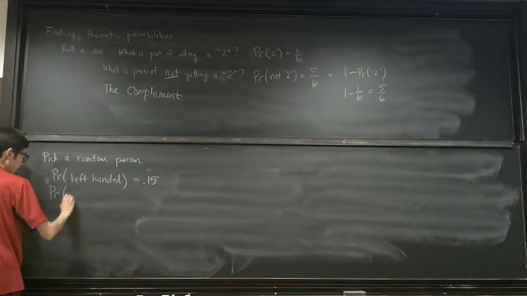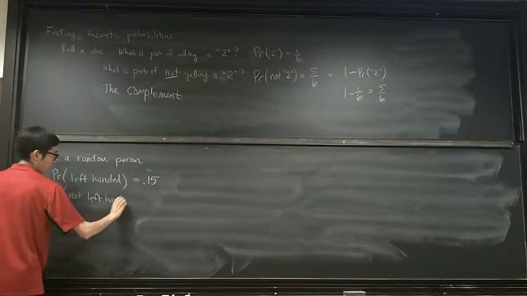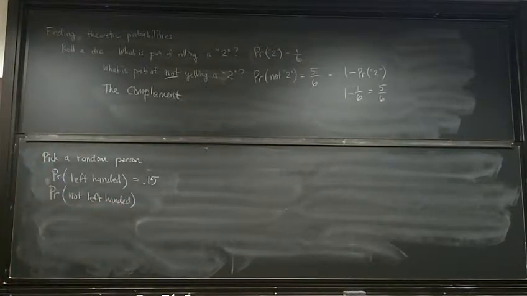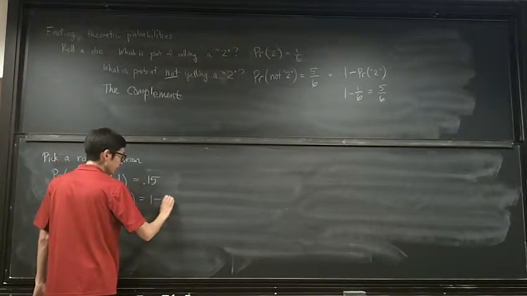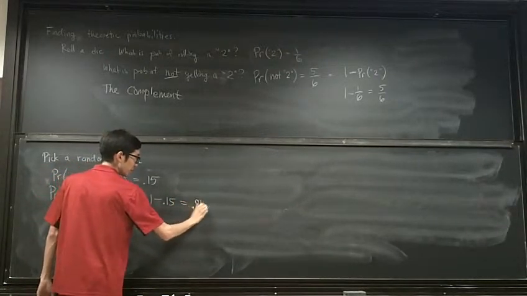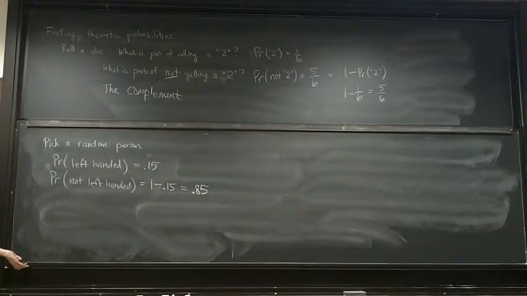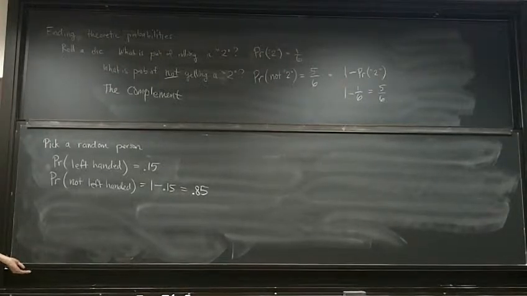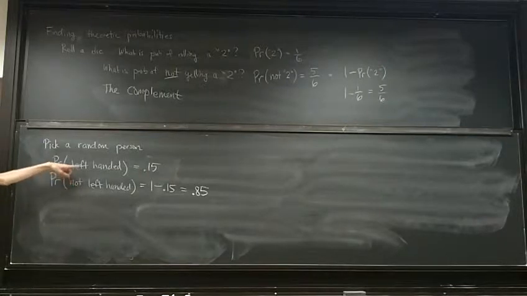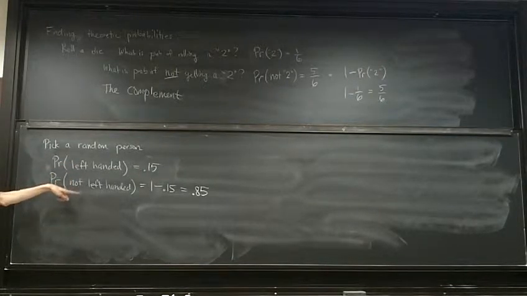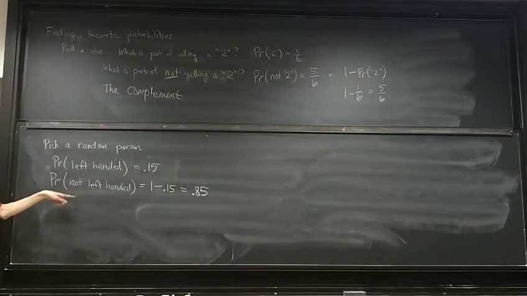The probability that they are not left-handed is 1 minus 0.15, which is equal to 0.85. Well, if they're ambidextrous, we consider that not left-handed, right? So I didn't write left-handed versus probability of right-handed. I wrote probability of left-handed and probability of not left-handed.